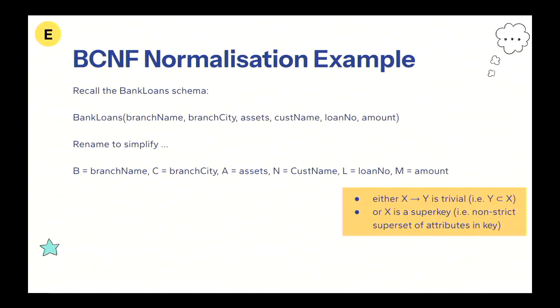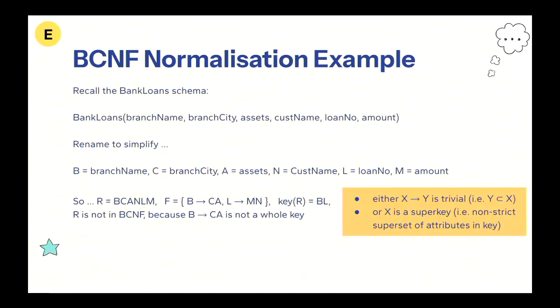Let's have a look at an example of how we can apply this algorithm step by step. So we are reusing the bank loans schema. In this case we rename the attributes to simplify the notation. So we use B to represent branch name, C to represent branch city, A to represent assets, N to represent customer name, L to represent loan number, and M to represent amounts. So remember, BCNF has the following restrictions here on the right hand side of the slides.